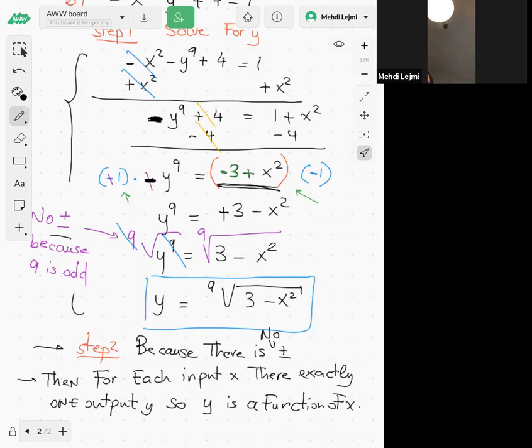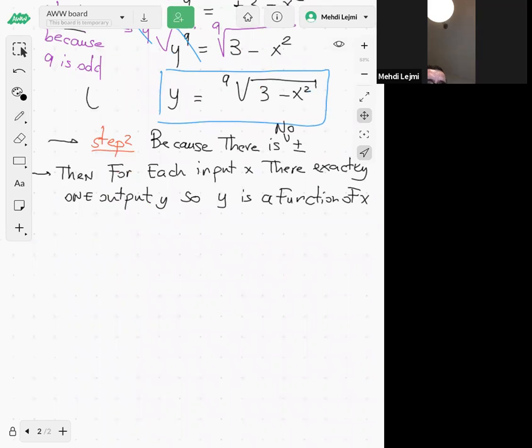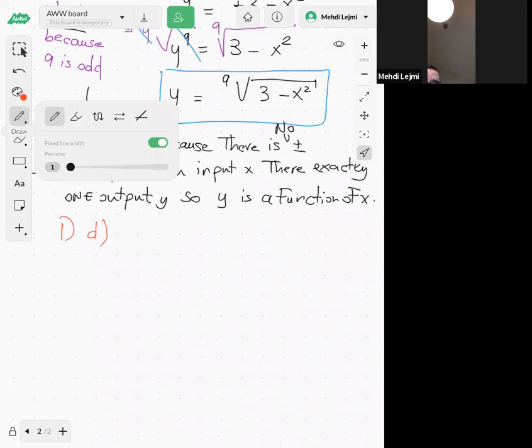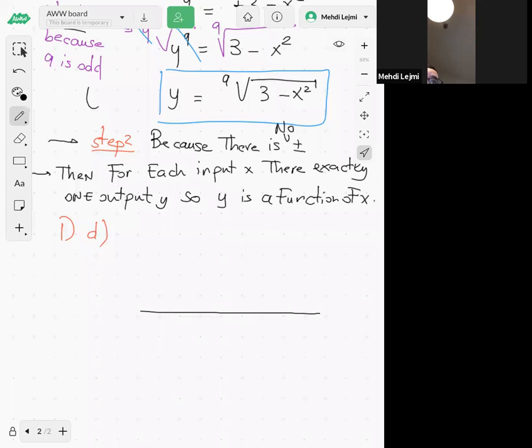So for the graph, guys, we want to determine if the graph is a function or not. All you have to do is, so this is problem 1D, right? So you have a graph and you want to determine whether the graph is a function or not. All you have to do, guys, is to use the vertical line test. Okay, so here's the graph. It looks something like this.